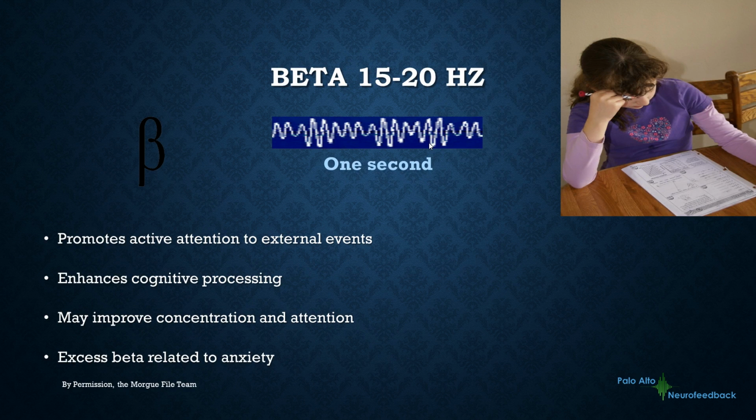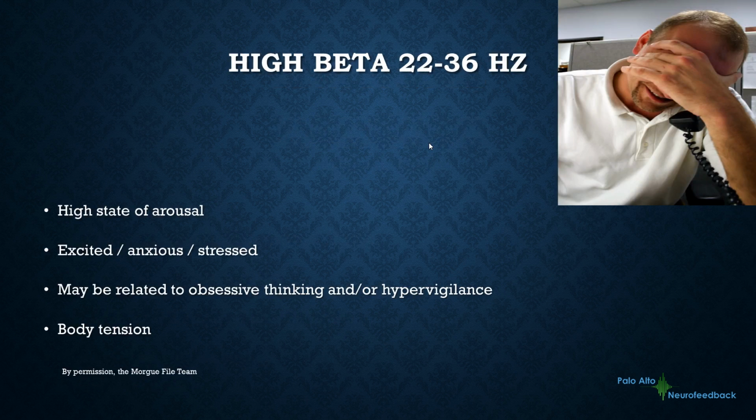Beta, so this is kind of the lower end of beta, 15 to 20 hertz or 15 to 20 cycles per second. It is the state that promotes active attention to external events, enhances cognitive processing, and may improve concentration and attention. Excess beta activity may be related to anxiety.